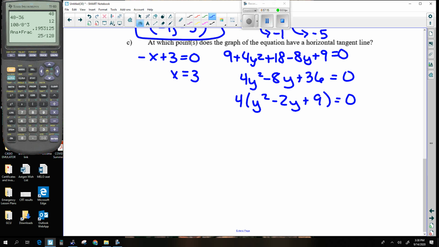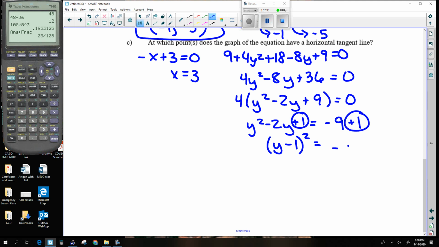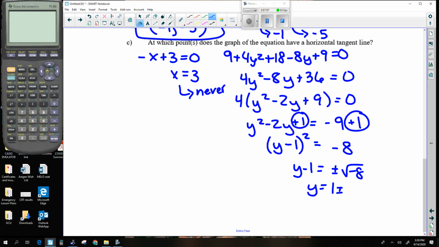Gross. y squared minus 2y is equal to -9. y minus 1 squared, and then plus 1 plus 1 is equal to -8. No, so this is never going to happen. Never going to happen. Because this would be y minus 1 is equal to plus or minus square root of -8. Yeah, that just doesn't happen.